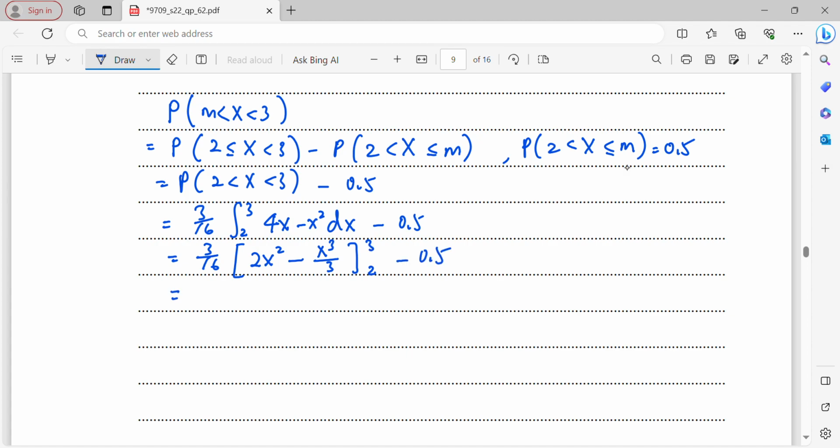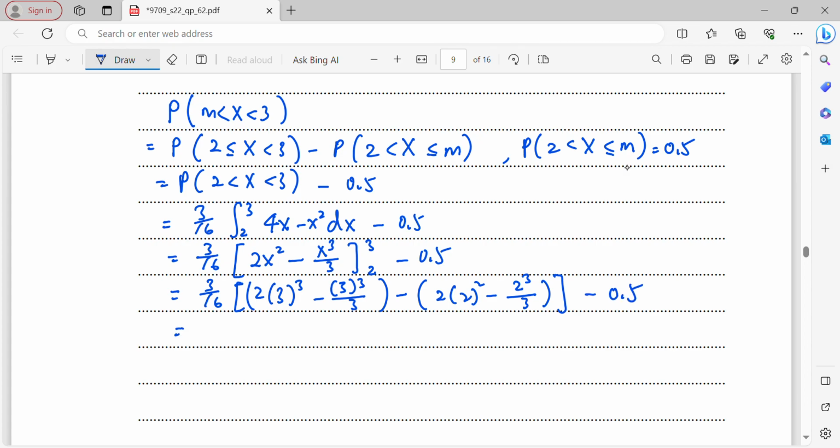Now, replace the x by 3 first. So I will get 3 over 16 times 2 times 3 squared minus 3 cubed over 3. Then all this minus when the x is 2. So 2 times 2 squared minus 2 cubed over 3, and then minus 0.5.